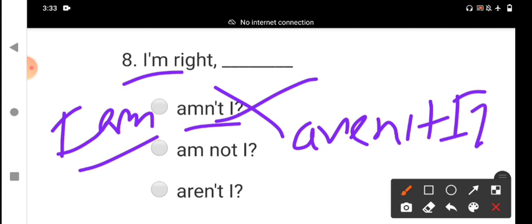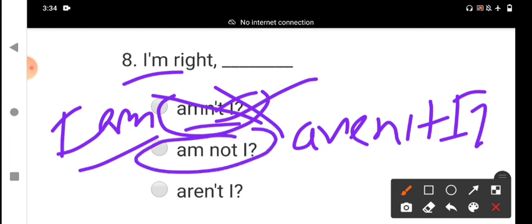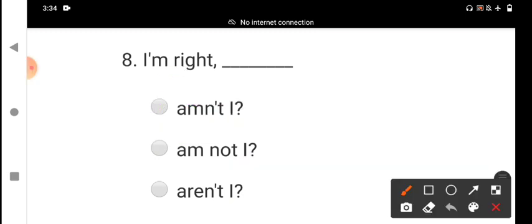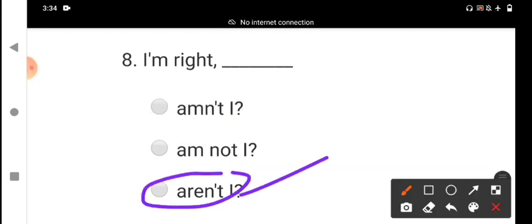Most of the students select this answer, but there is an exception in this situation. This is not a correct answer. Am not I, we never use the expansion form. We should use the contracted form aren't I. Aren't I is the most suitable answer. For example, the statement is positive, the tag is negative, aren't I.